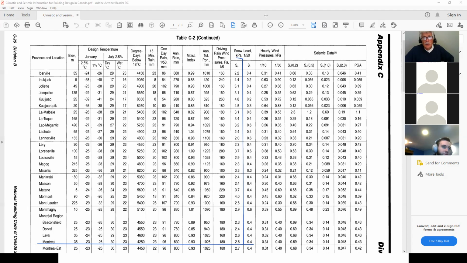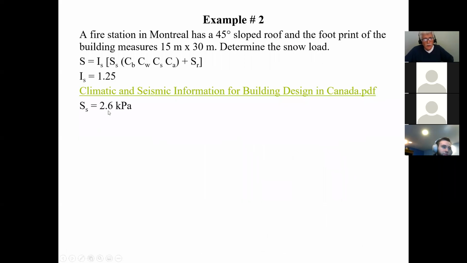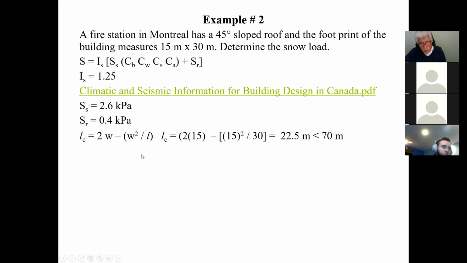So that's Montreal. So now we can clear this. We can minimize this. Okay, so I got my 2.6 kPa for my ground snow load and my 0.4 kPa for my associated rain. Now, CB, well, I'll do the calculation just to make sure that my characteristic length stays below 70. And in this case, the characteristic length is only 22.5 meters. And therefore, the minimum value of CB is 0.8. And therefore, CB stays at 0.8.